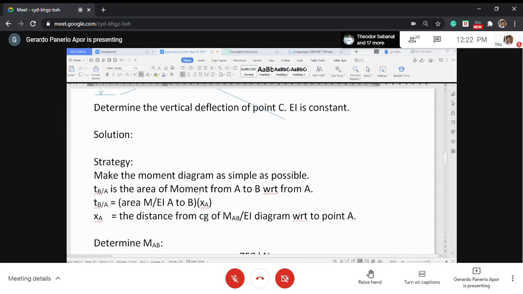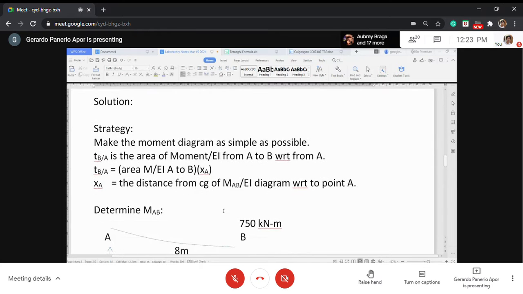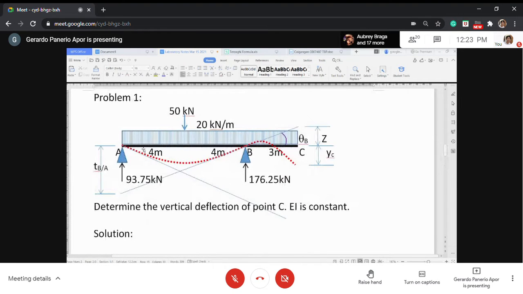TBA is the area of the moment over EI from A to B. Okay, so in equation, that is area of M over EI from A to B times X sub A, where X sub A is the distance from the center of gravity of your M over EI diagram with respect to point A. Okay. So I break this moment diagram into three.